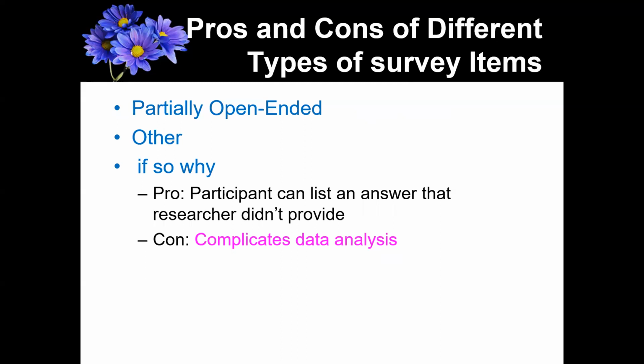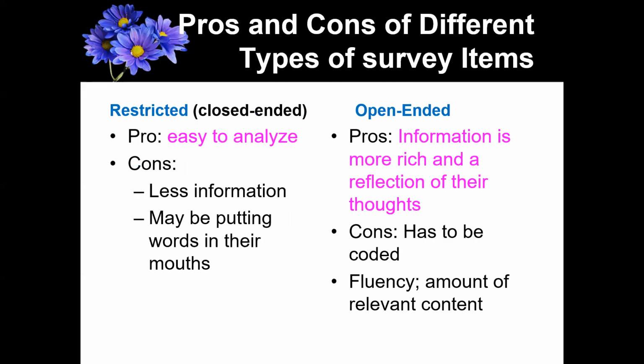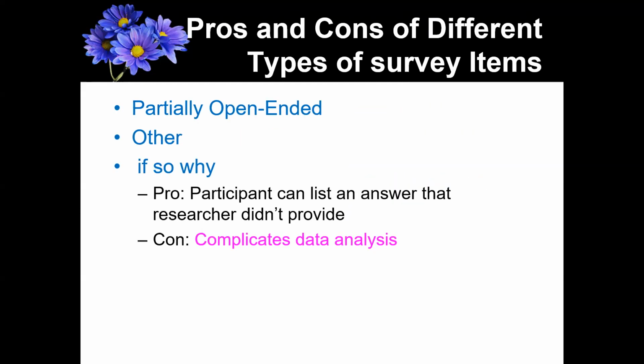So the middle ground is partially open-ended. This is when you can respond with other and then explain your answer. Or "If so, why?" would be another example. You might ask people something like, "Do you agree with this policy? If so, why? Or if not, why?" You can get some more information that way. And the pro here, just like with fully open-ended, is that the participant can list an answer that the researcher didn't provide. But it still falls into the same cons of open-ended, where it complicates data analysis.